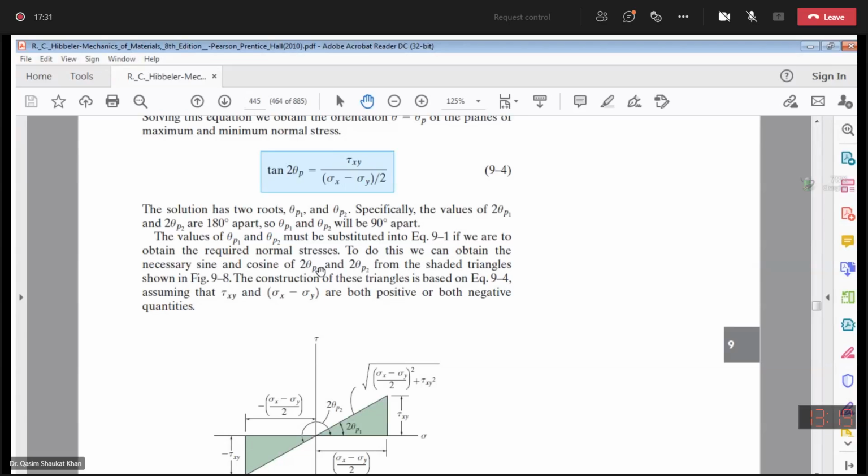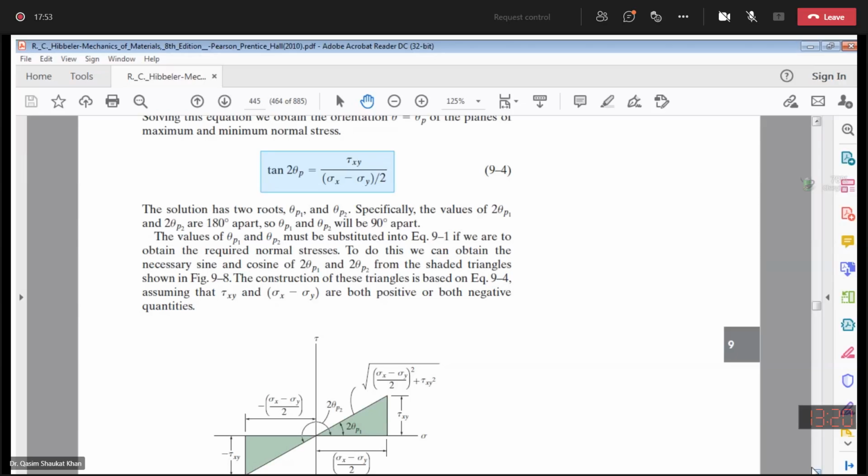Now, moreover, we are going to derive an equation from which you can directly get the principal stresses, major principal stress and minor principal stress. We will directly get them. So let's start that part.